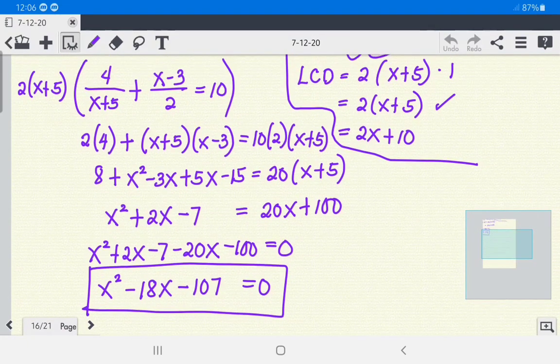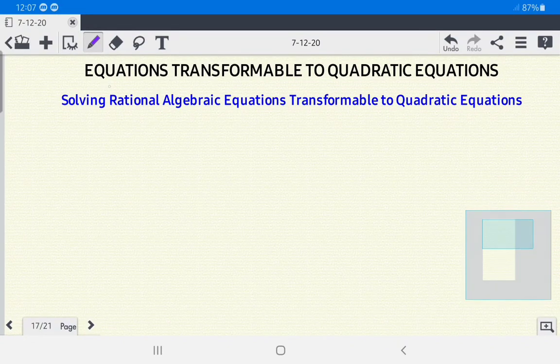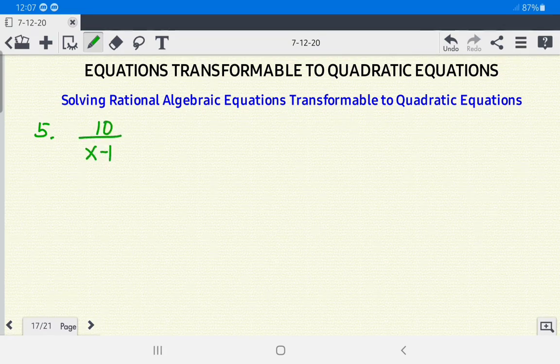Okay. So next, number 5. Okay, number 5. We have 10 over x minus 1, then plus 3 over x plus 5 equals to 8. Okay, so this is very easy.